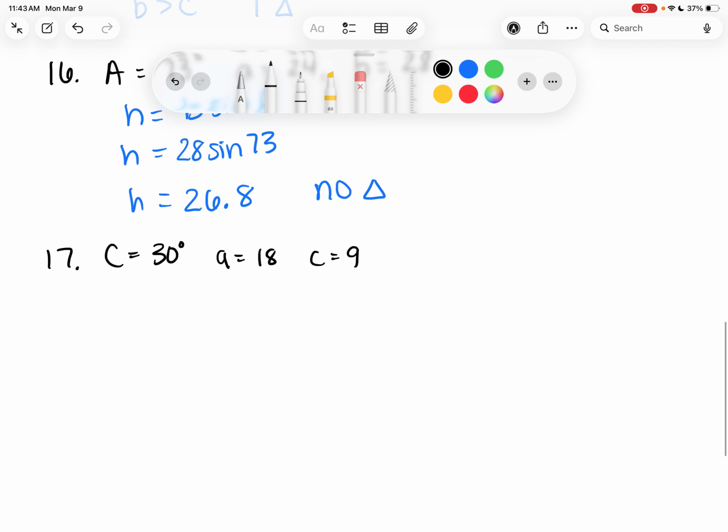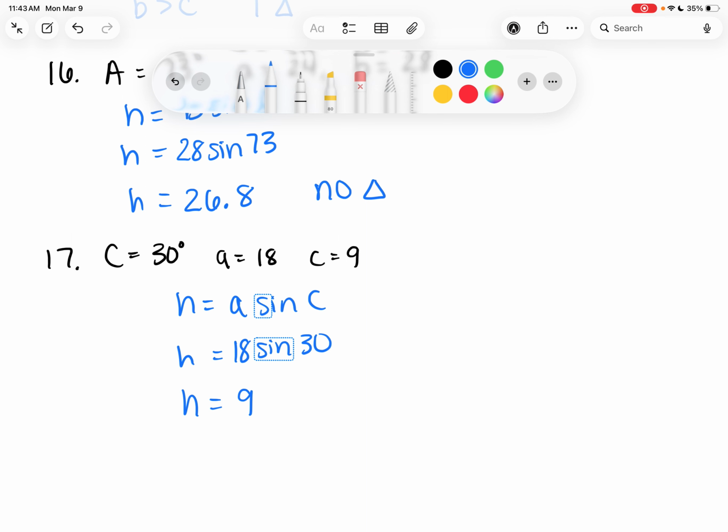So, side angle. Acute or obtuse? Acute. Acute. So then now I'm looking at, in this case, C compared to A. So is C greater than A? No. Nope. So then I need to find H. So H is equal to A sine C. So 18 sine 30. So H is equal to 9.